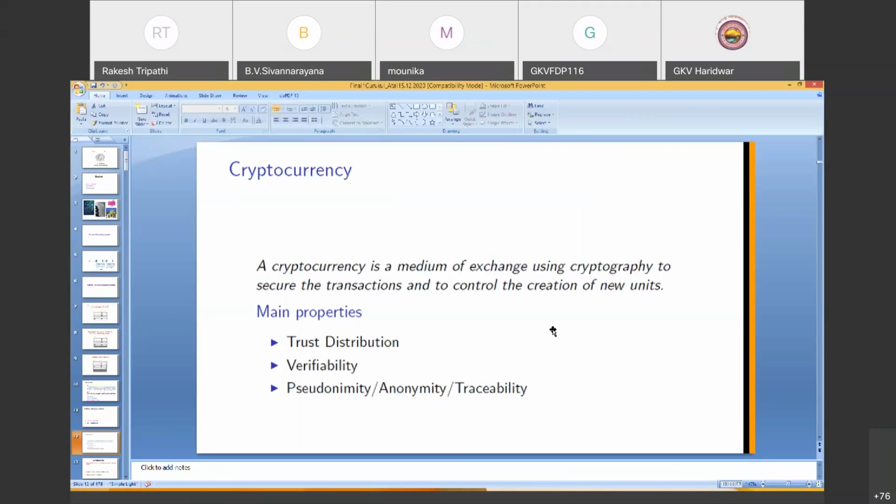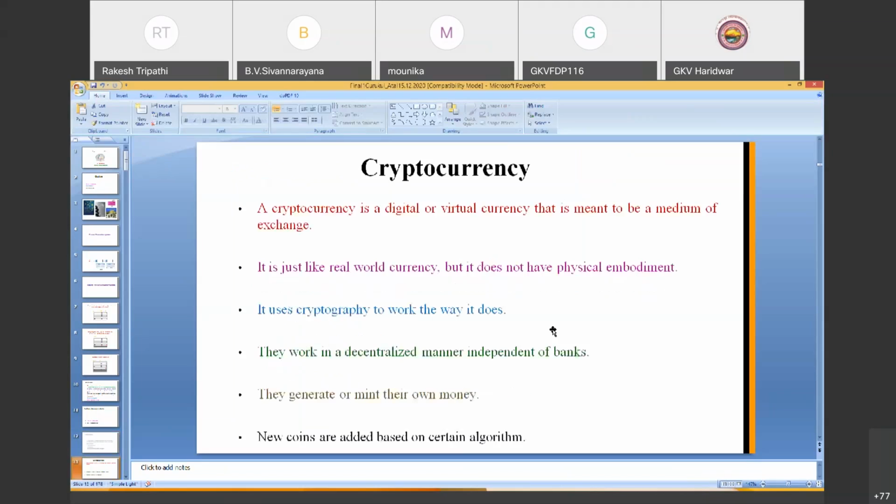So the main properties that you wish to get out of a cryptocurrency are trust distribution, verifiability, and anonymity and traceability. What are these terms? We'll see.